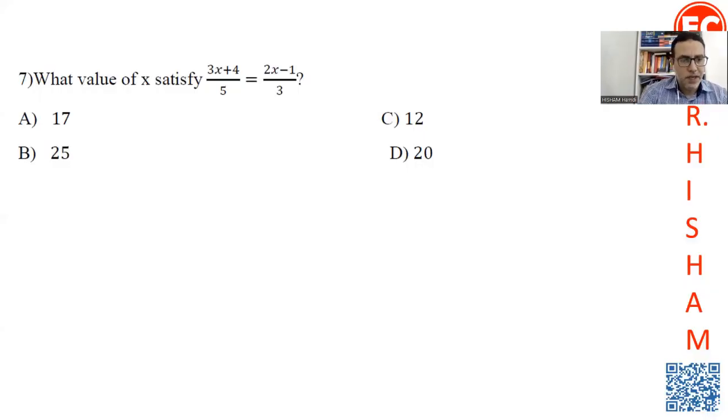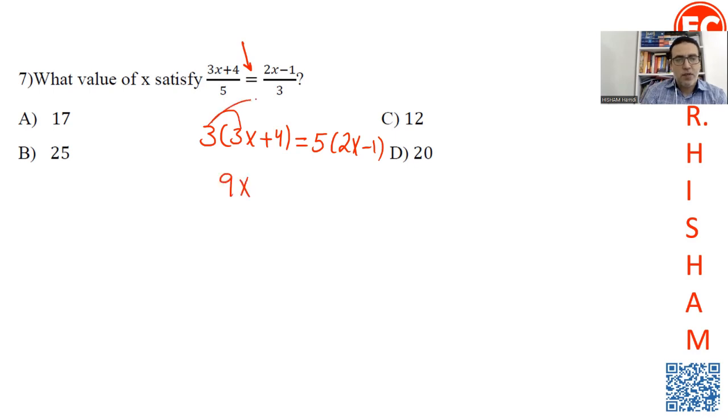Question number 7. What is the value of x that satisfies the given equation? As we can see, I have an equality sign, and in case of equality, I should do a cross multiplication. So 3 multiplied by 3x plus 4 is equal to 5 multiplied by x minus 1. 3 by 3x is 9x. 3 by 4 is 12. 5 times 2x is 10x. 5 times negative 1 is negative 5.